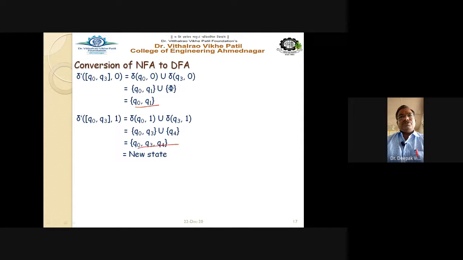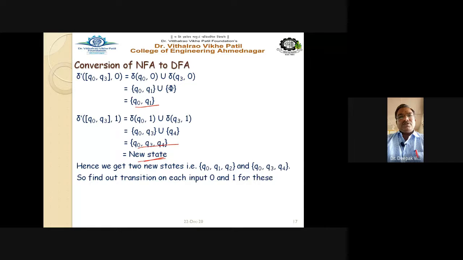This is a new state which is not already available. So two new states are again created. Find out their transitions. Hence we get the two new states, that is [Q0, Q1, Q2] and [Q0, Q3, Q4]. Find out the transition on each input 0 and 1 for these states.